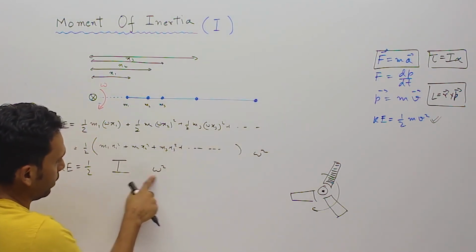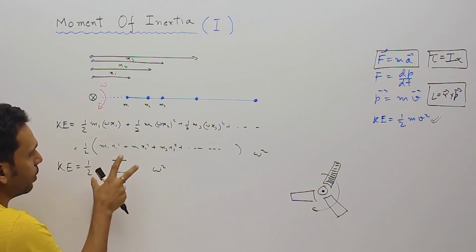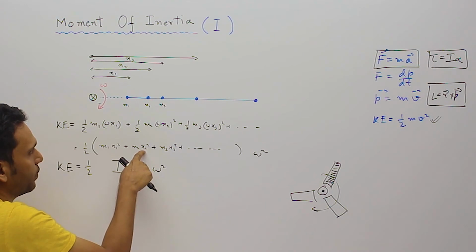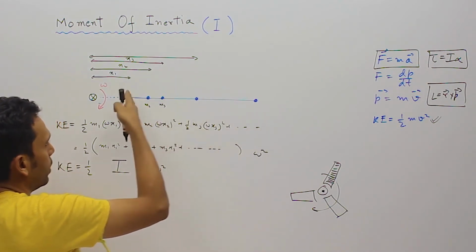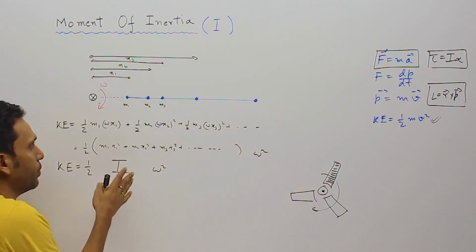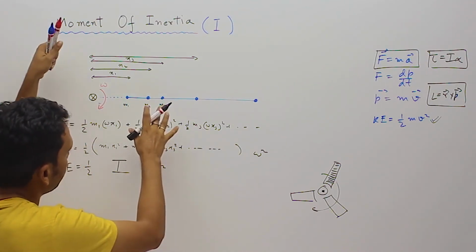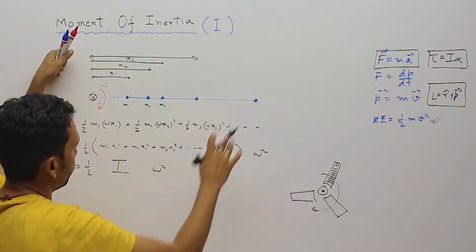This omega would have been the same, but this term, moment of inertia, would have been a large term, because m1, x1 would have been a big value, x2 would have been a big value. Similarly, if the things were nearer to the axis, the moment of inertia would have been less. So moment of inertia depends not only on the mass but also the distribution of the mass.